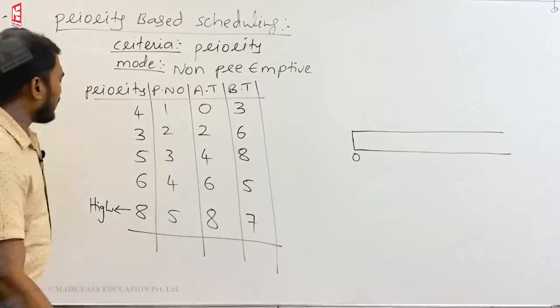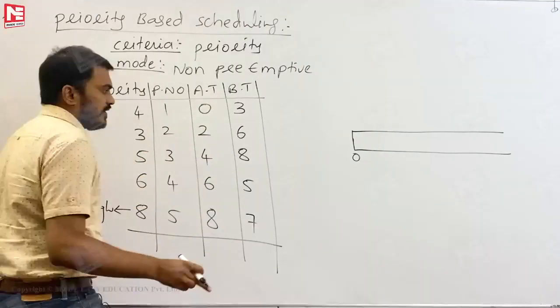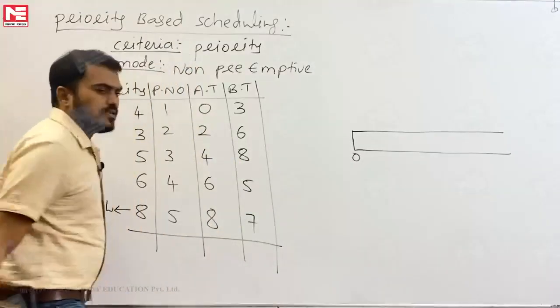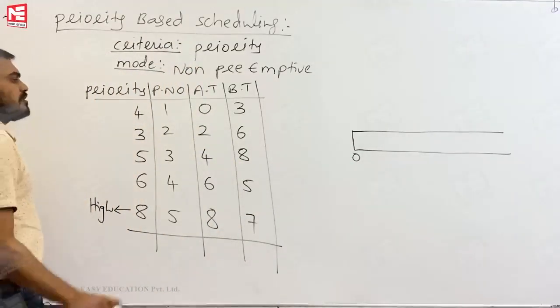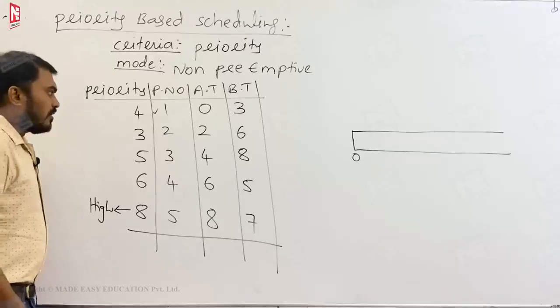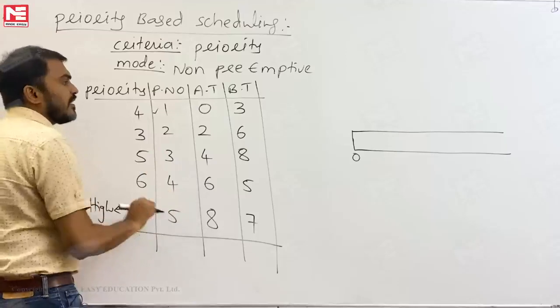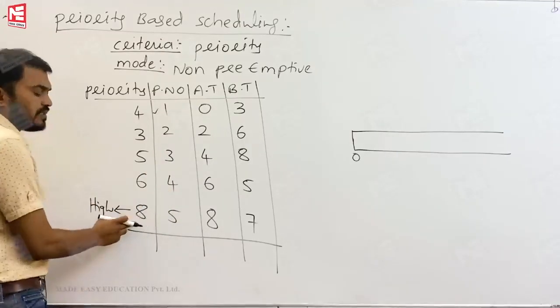Now these are the process numbers, arrival times are given, burst times are given. Time always starts at 0. Now tell me, at time 0, which process is available? Only P1 is available. Now understand here, if you observe all the processes, who is having the high priority? We have the high priority as P5.